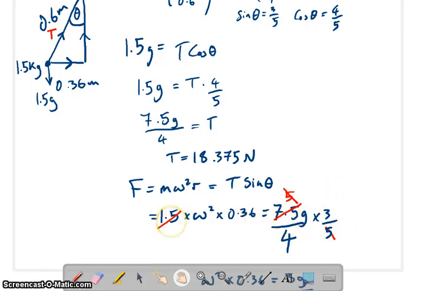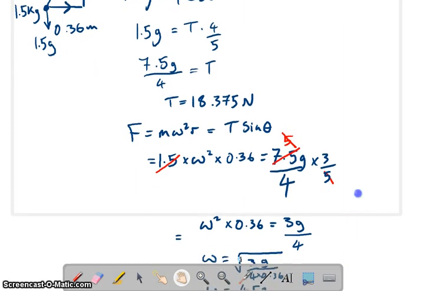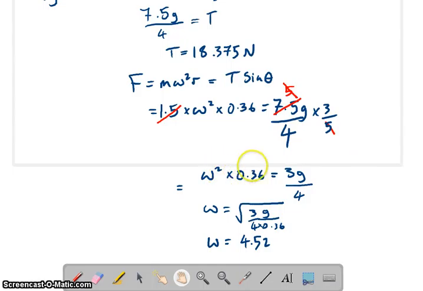Now, there's a couple of things that cancel here. The 1.5 and the 7.5 cancel to make 5, and then the 5 and the 5 cancel, and so we're left with a nice simple equation of omega squared is equal to 0.36 times 0.36 is 3g over 4, and so omega is the root of 3g over 4 times 0.36, so we get omega is 4.52. And that was what the question asked us to find.